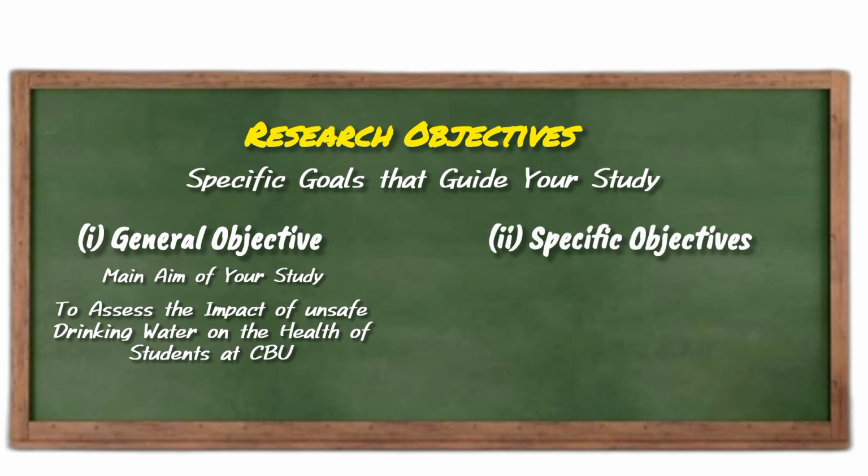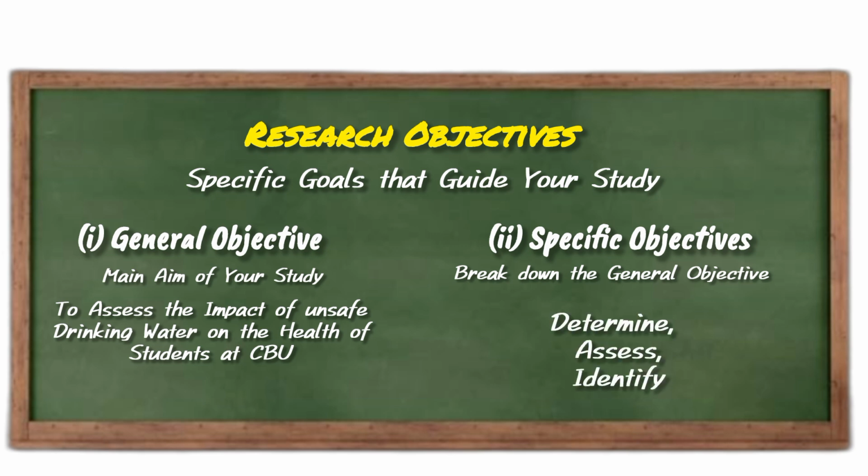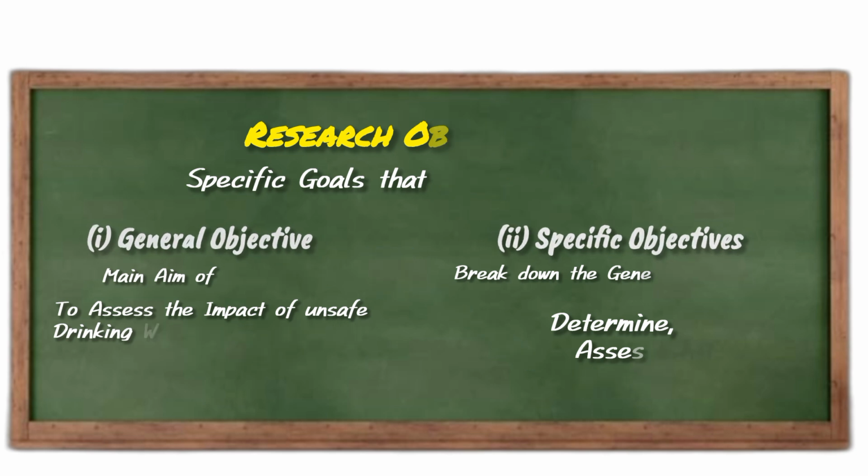Specific objectives. These are smaller, clear, and measurable steps that will help you achieve the general objective. For example, to determine the source of drinking water among students, to identify the common diseases caused by unsafe water among students, to assess the knowledge and practices of students regarding safe water use. Notice how the specific objectives break down the general objective into manageable parts.